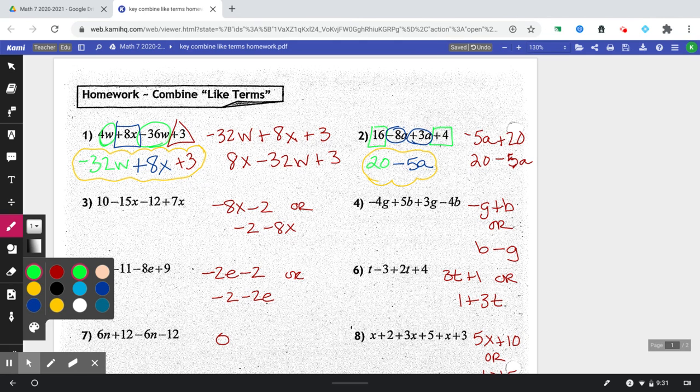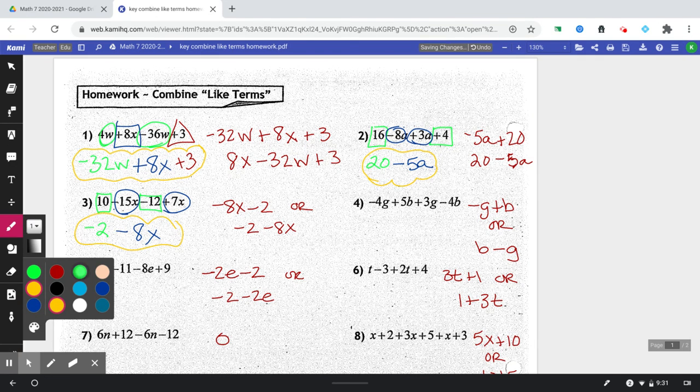Okay, number 3, 10 and negative 12. So think 10 plus negative 12, that will give you negative 2. Then we have negative 15, positive 7, negative 8x.